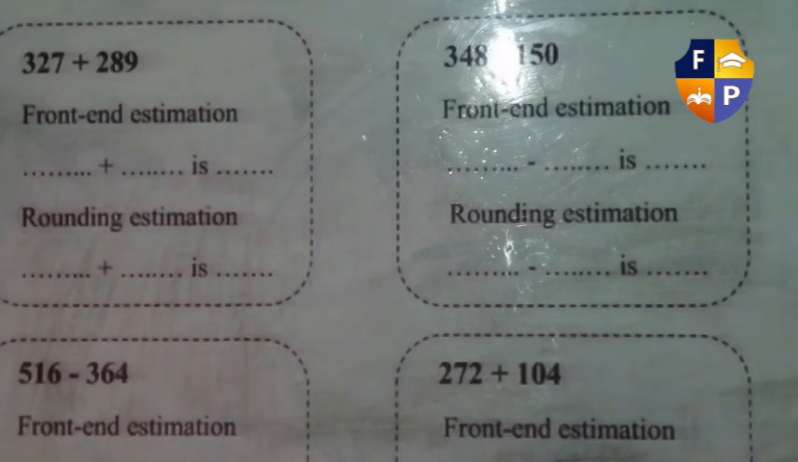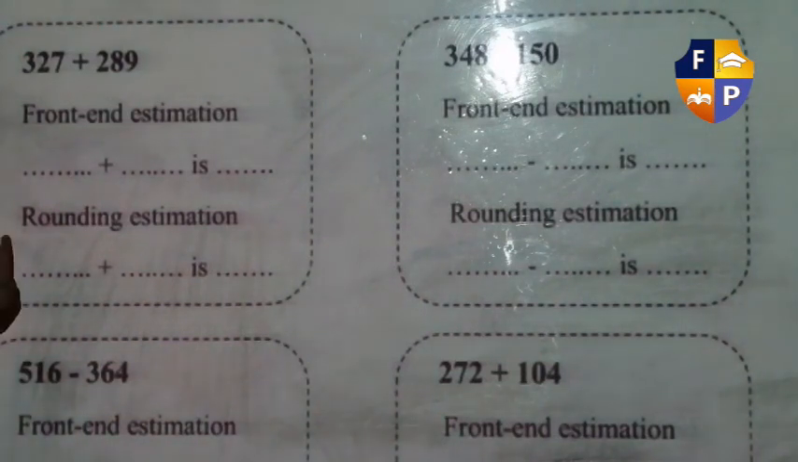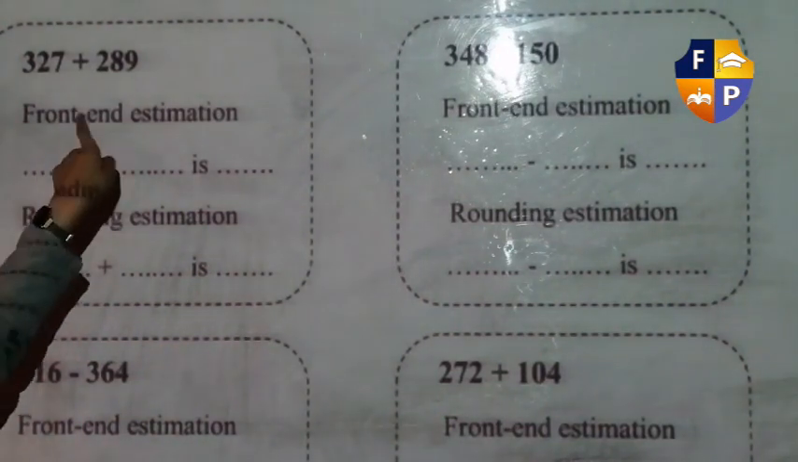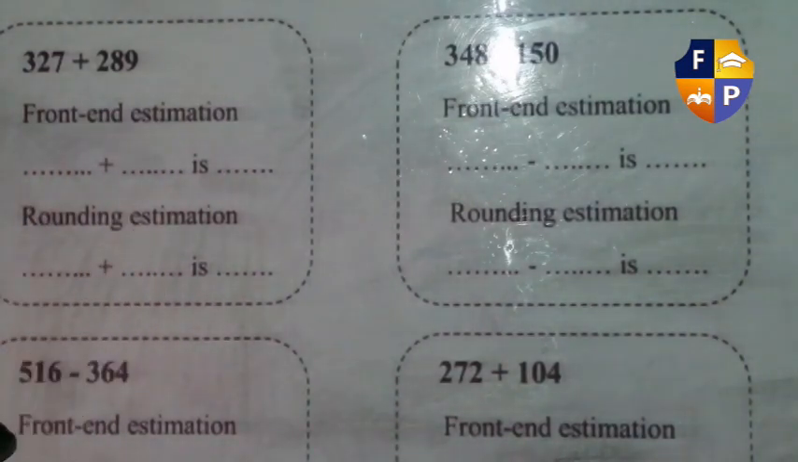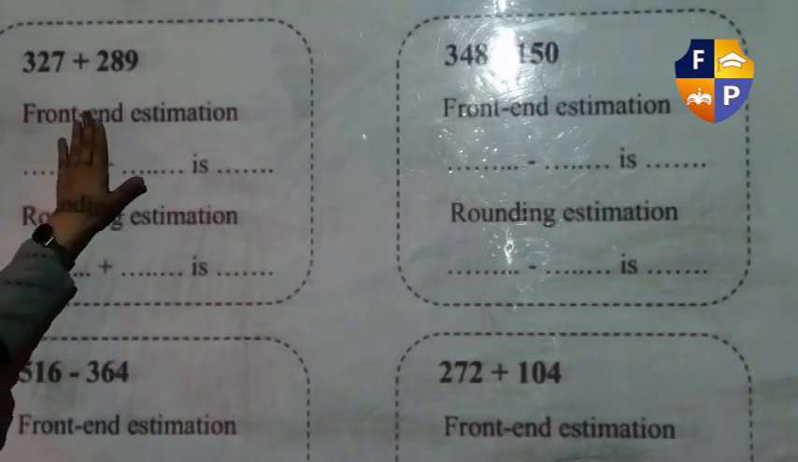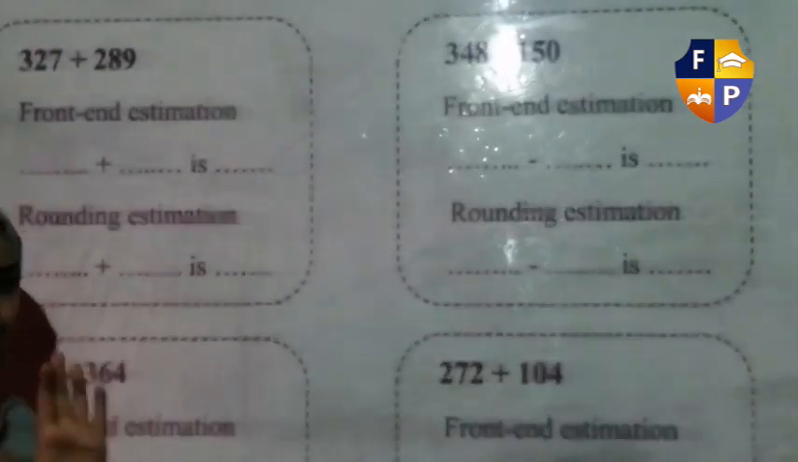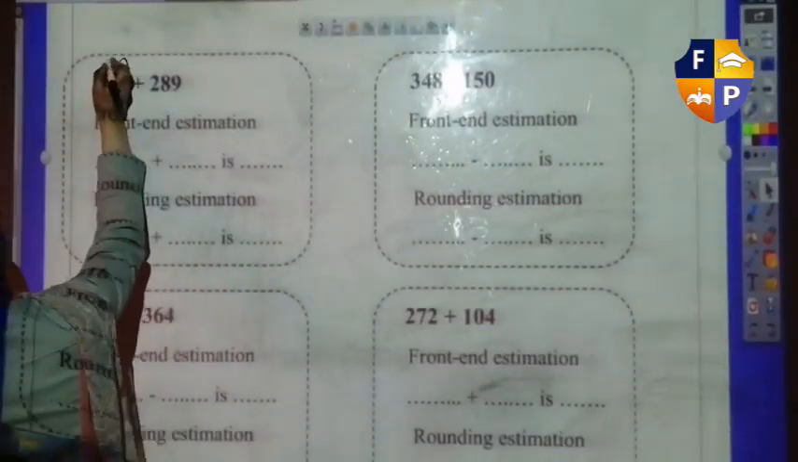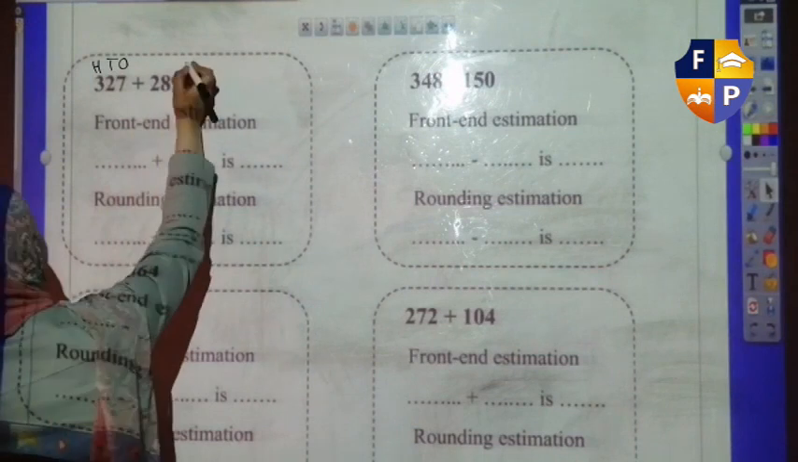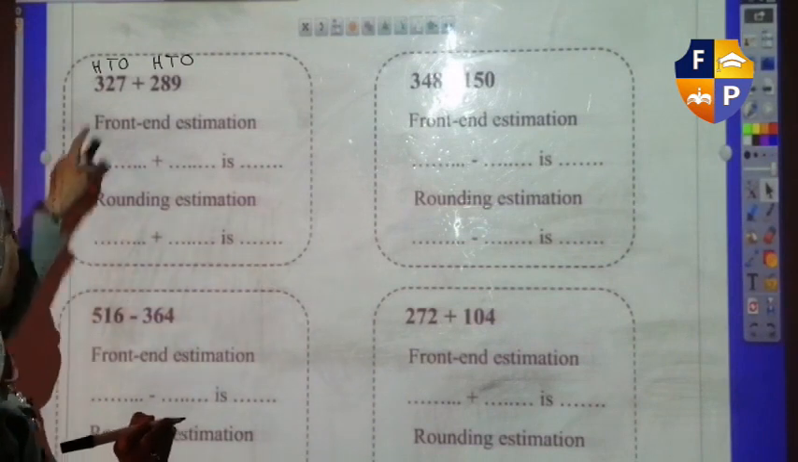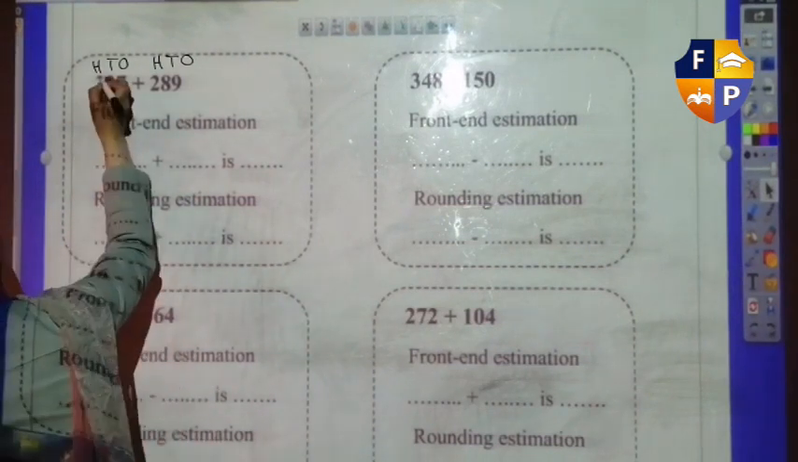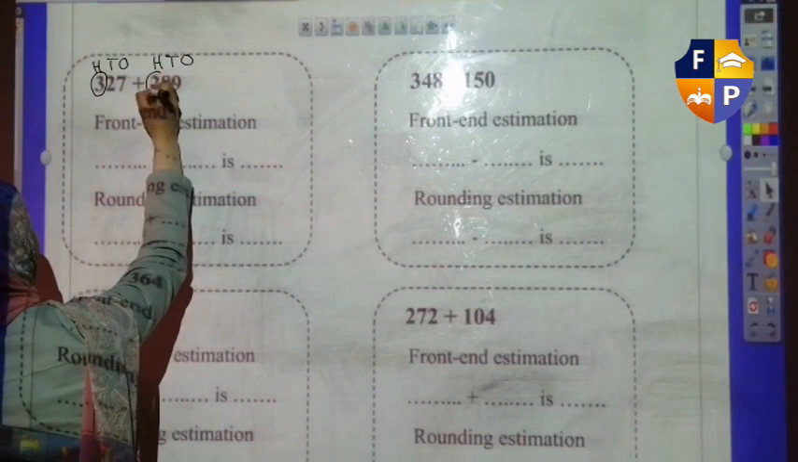Open page 61, okay? Each exercise, I will solve it in two ways, with front-end estimation strategy and rounding estimation strategy. Firstly, front-end estimation depends on the highest place value, as we said before. So I have ones, tens, and hundreds. And here I have also ones, tens, and hundreds. So the highest place value is hundreds. Circle around hundreds here and circle around hundreds here.